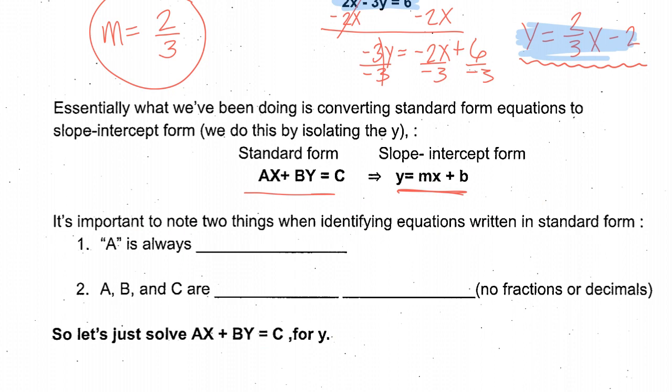So it's important to note two things when identifying equations written in standard form. The very first thing is that a is always positive. So the number in front of the x can't be negative. And then number two is a, b, and c are whole numbers. So that just means you can't have fractions or decimals.